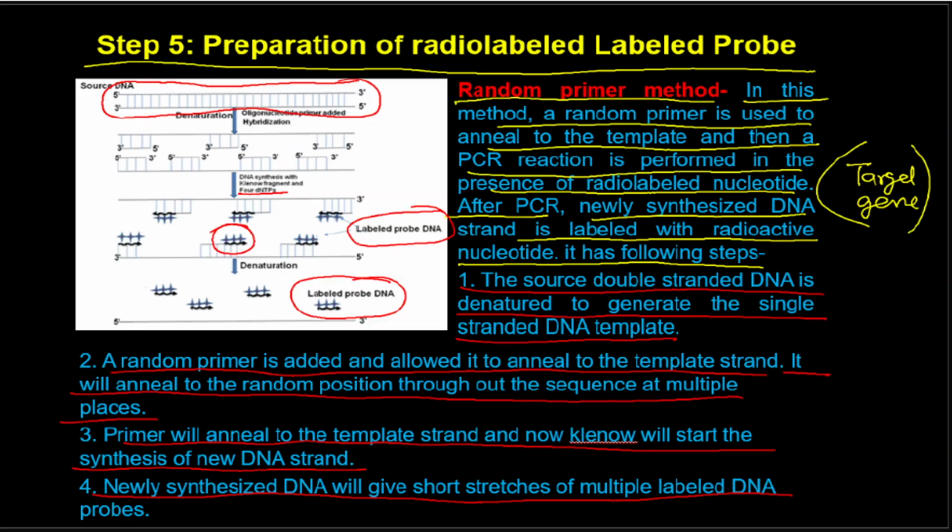It can be a random primer method, in which a random primer is used to anneal to the template, and then a PCR reaction is performed in the presence of radio labeled nucleotide. After PCR, the newly synthesized DNA strand is labeled with radioactive nucleotide.